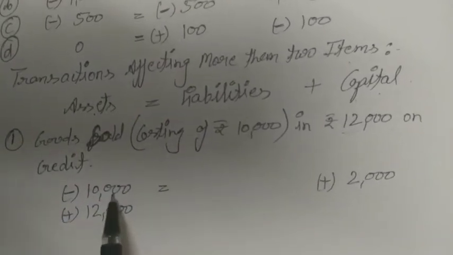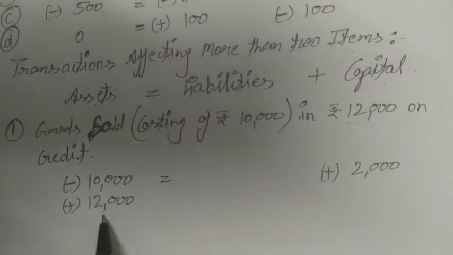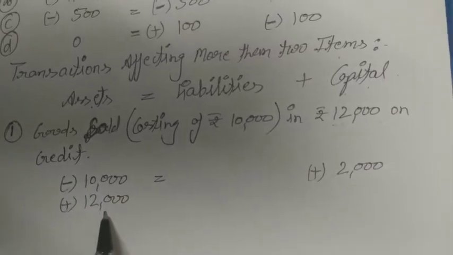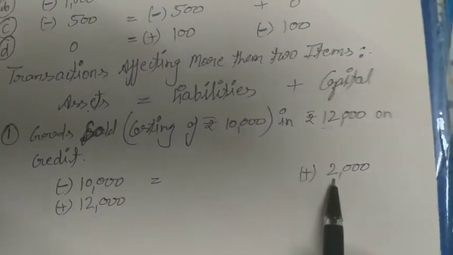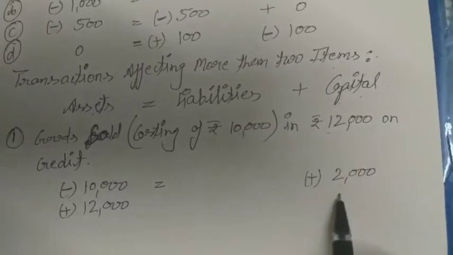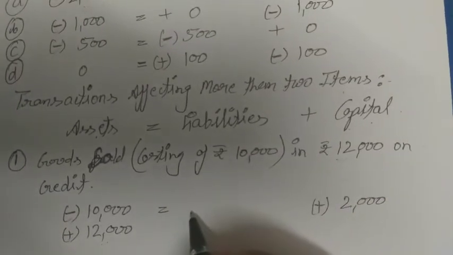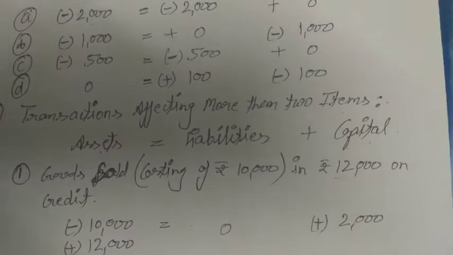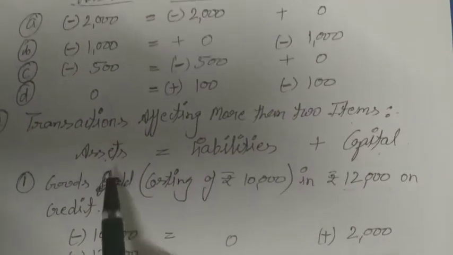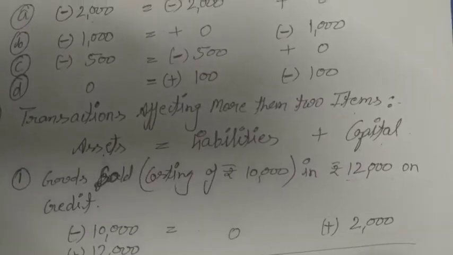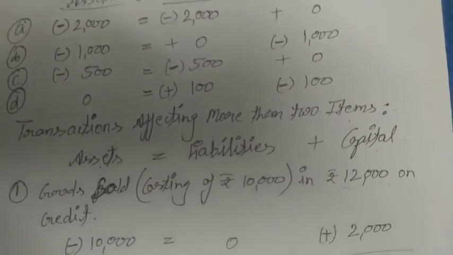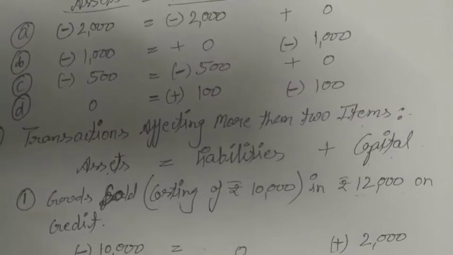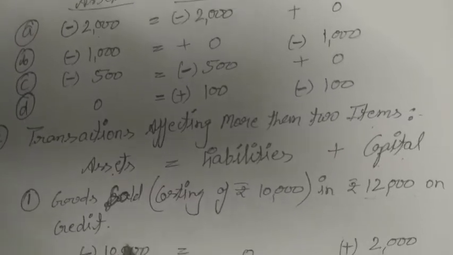Okay, 10,000 rupees of stock will be subtracted and 12,000 of debtors will increase. So 10,000 of assets will reduce and 12,000 of assets is generated, and 2,000 is the profit. That's why it is added to the capital, with no effect on liability. It will be equal to 0. After this transaction, both sides, here 2,000 will be the final amount, 0 and 2,000, after solving this.